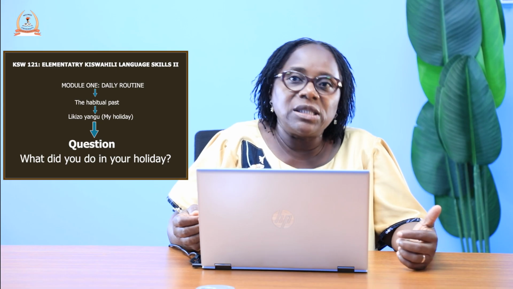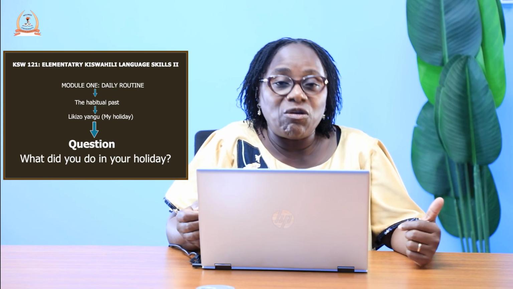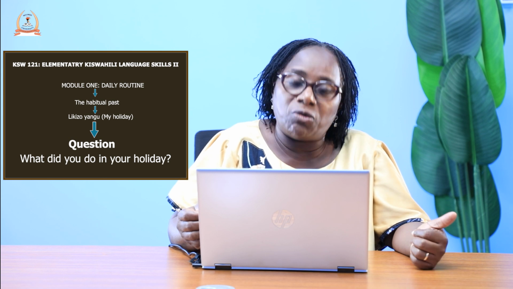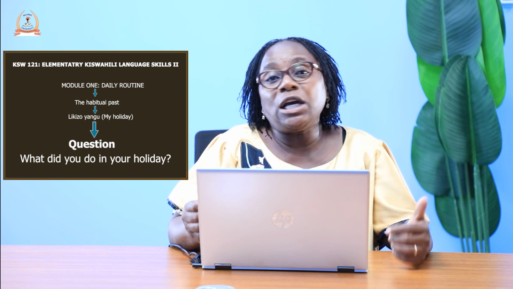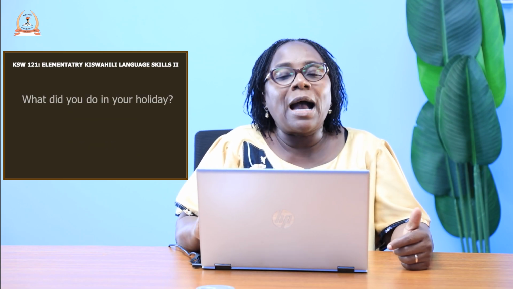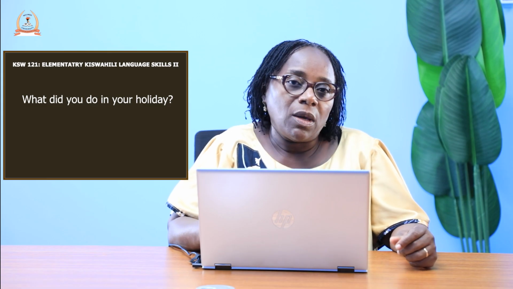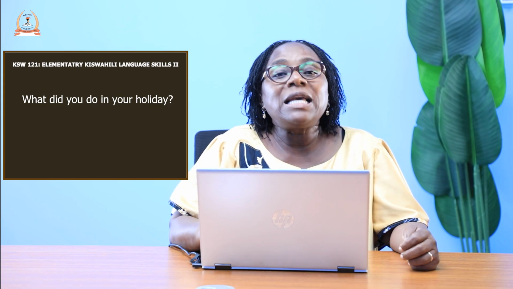Uliamka saa ngapi? Ulifanya nini? Ulisafisha nyumba? Ulifua nguo? Ulifanya kazi za nyumbani? What did you do as habitual? I know that you know about time telling. You can include even the time telling. But in habitual, we have an infix. We normally put the infix po in sentences.